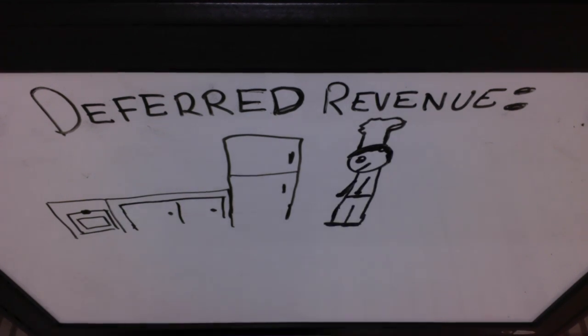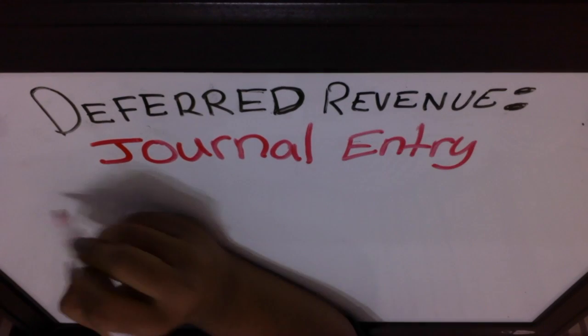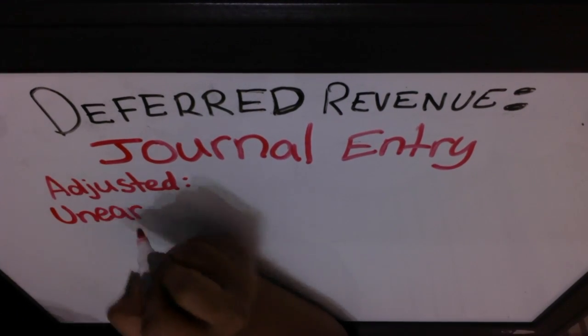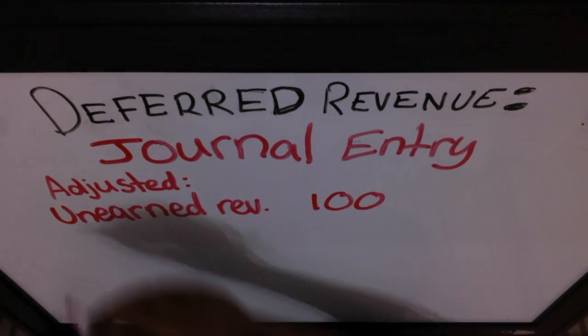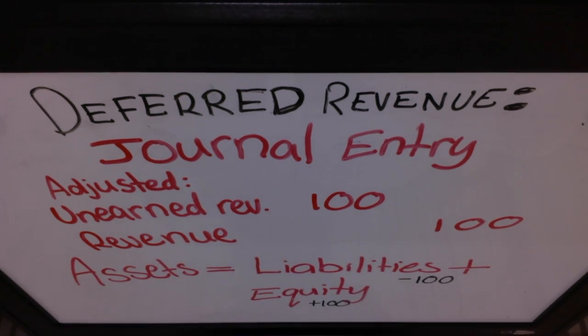Once the cake has been made, the liability has been fulfilled, so the adjusted entry would now involve debiting unearned revenue and crediting revenue. This adjustment is known as deferred revenue, as the earning of revenue is delayed.